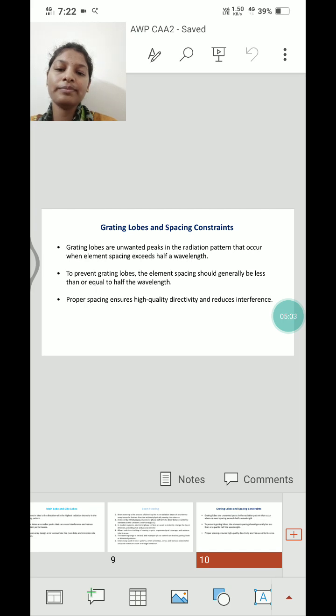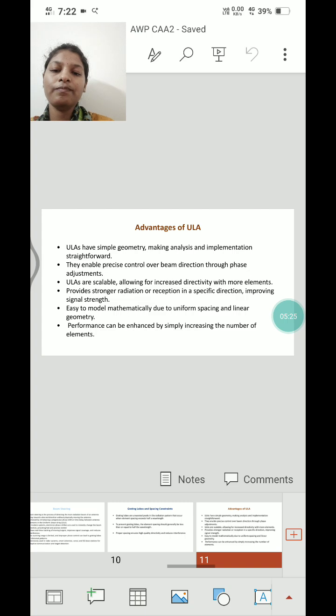Grating lobes and spacing constraints. Grating lobes are unwanted peaks in the radiation pattern that occur when element spacing exceeds half a wavelength. To prevent grating lobes, the element spacing should generally be less than or equal to half of the wavelength. Proper spacing ensures high directivity and reduces interference.